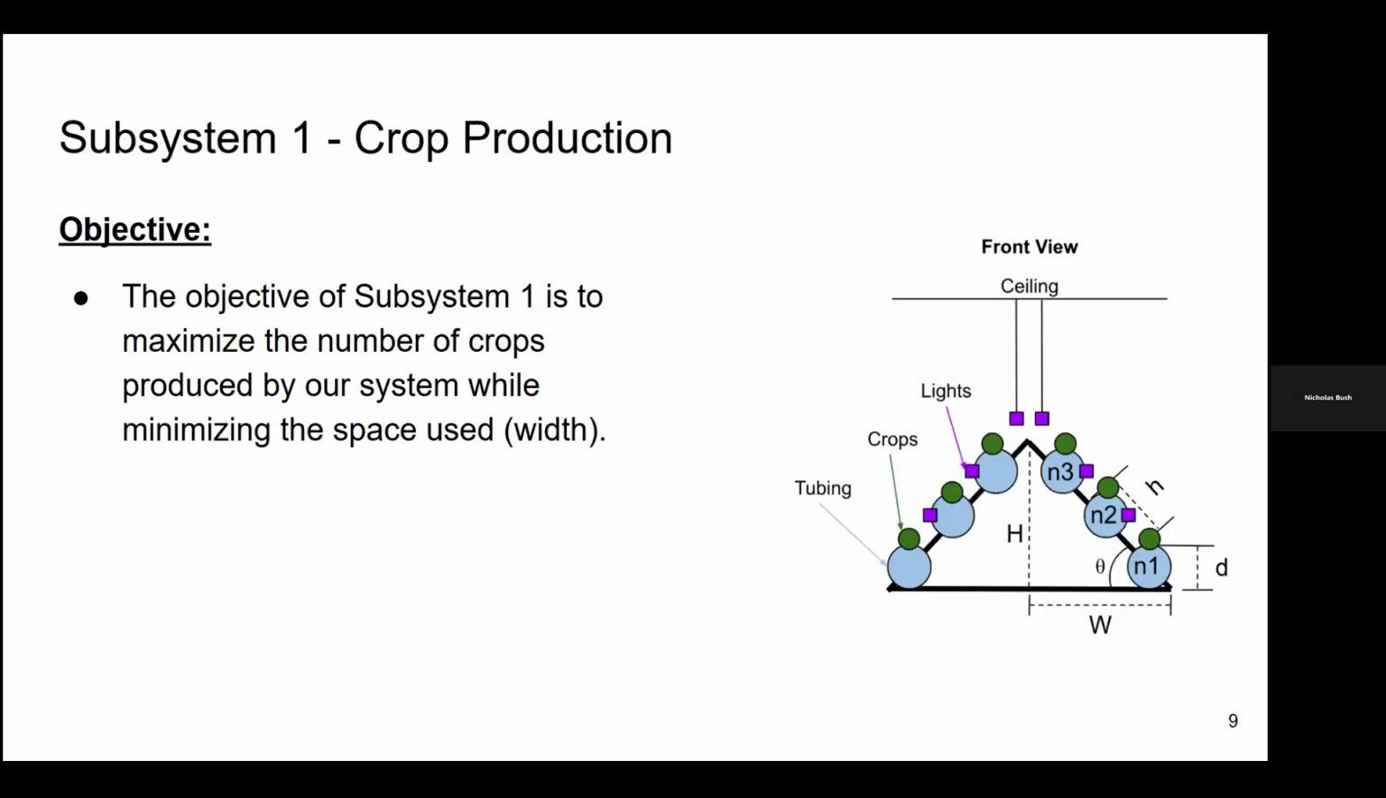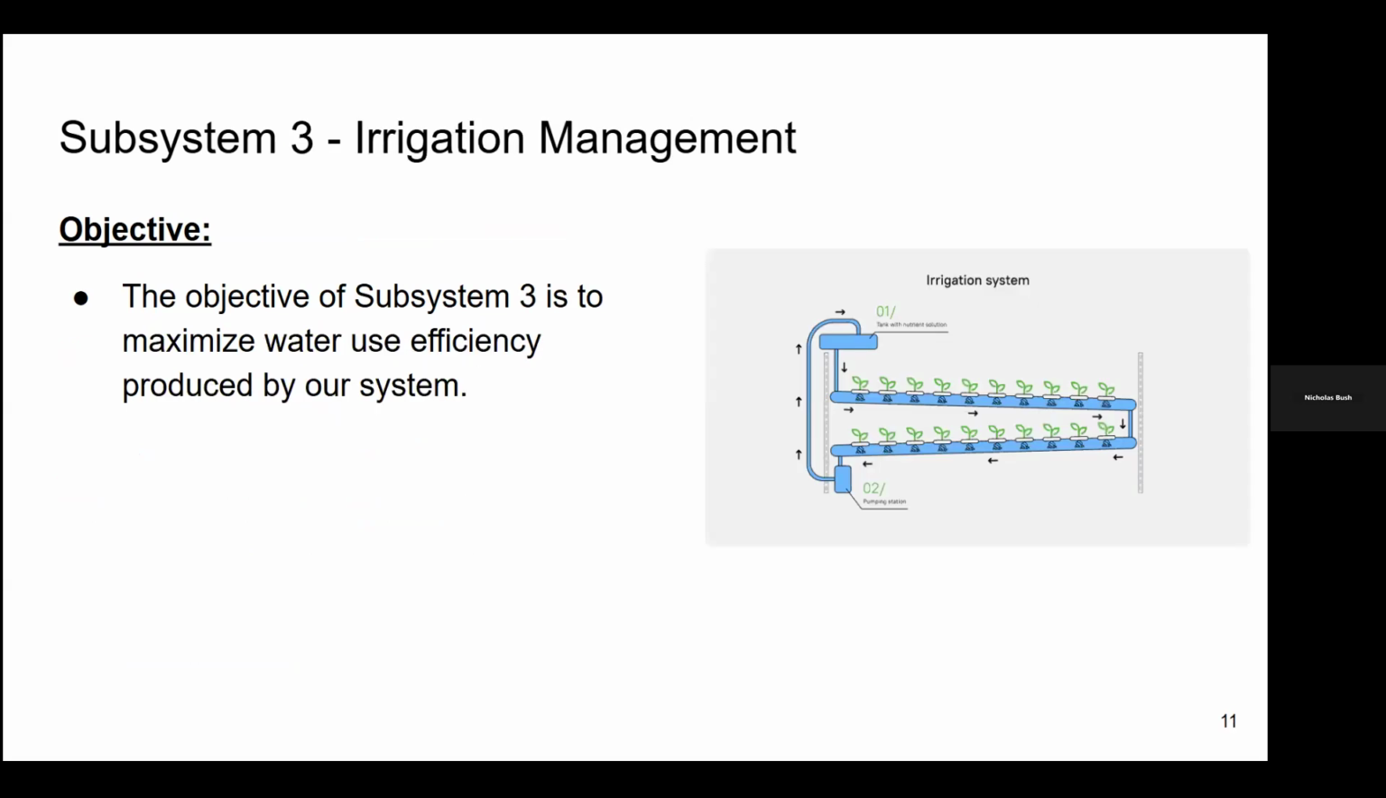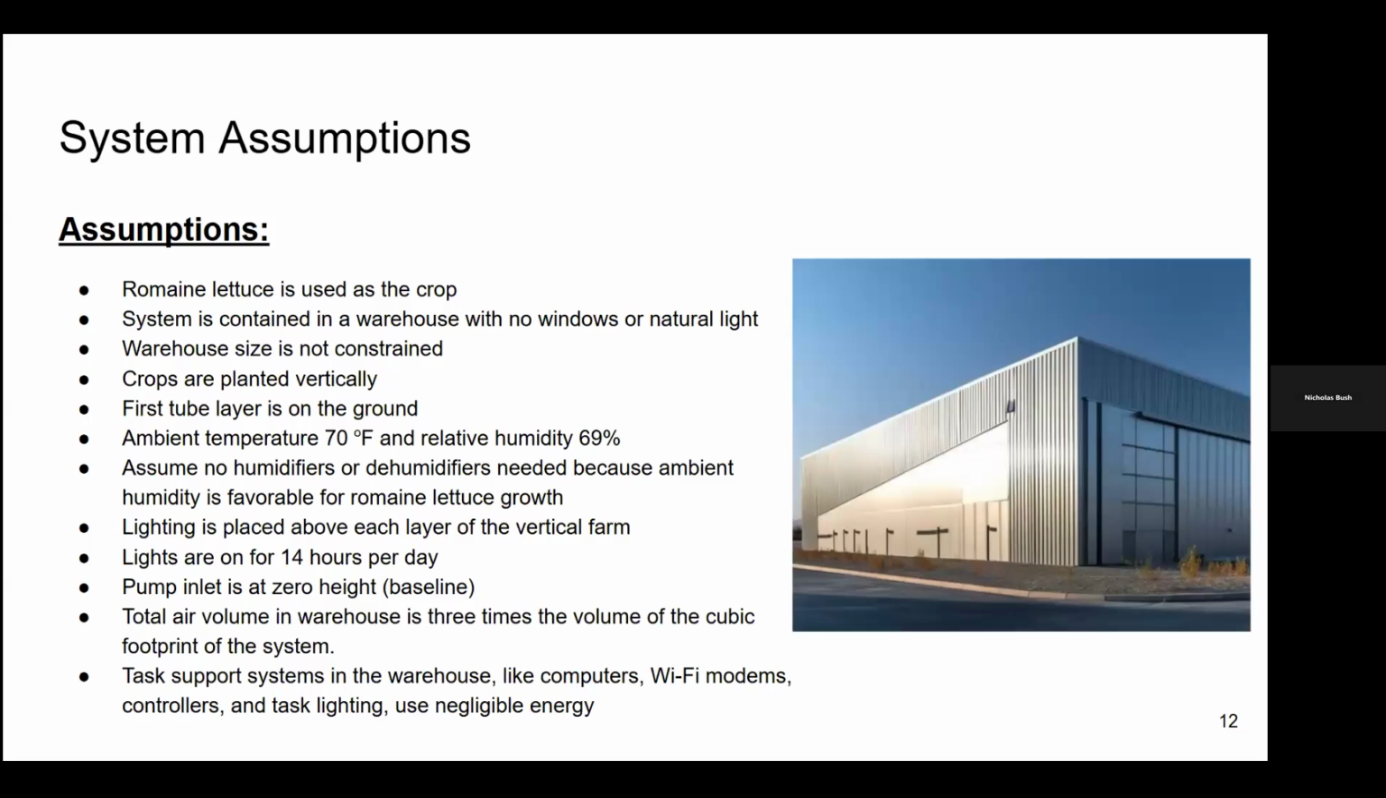Subsystem 1's goal is to maximize crops produced while minimizing the space used. Subsystem 2's goal is to minimize the amount of electrical power used. Subsystem 3's goal is to maximize water use efficiency. Here's the list of our assumptions from all three subsystems. A few of these were shared between subsystems 1 and 3, while subsystem 2 had introduced a few of its own. These help make our optimization more feasible and practical.